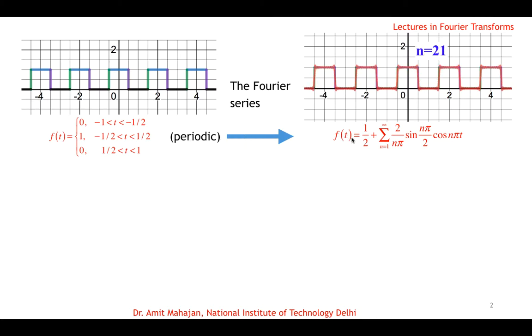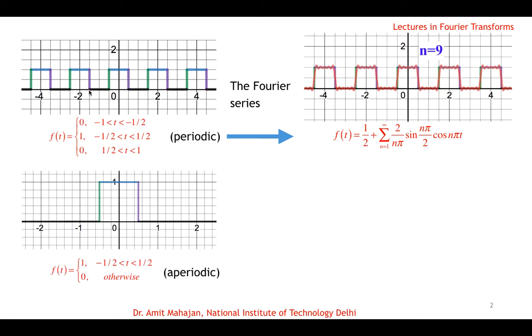Okay, but what if this function consists of a single pulse instead of a periodic pulse? Instead of a periodic pulse like this, if we have only a single pulse, and the function, say, is 0 from minus infinity up to minus half, and for t from minus half to half it is 1. So there is a single pulse generated, and after t equal to half the value is again 0. Okay, so the function is not periodic and it is defined from minus infinity to infinity, so we cannot just make it periodic.